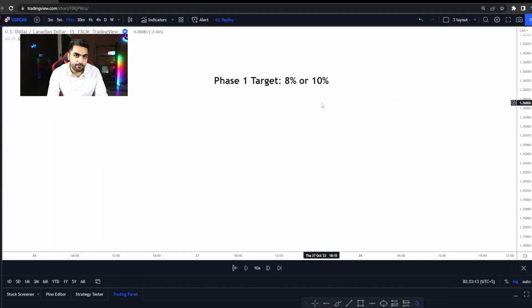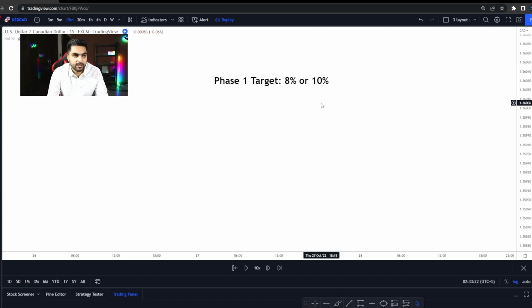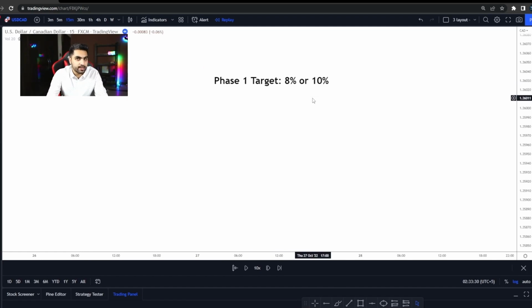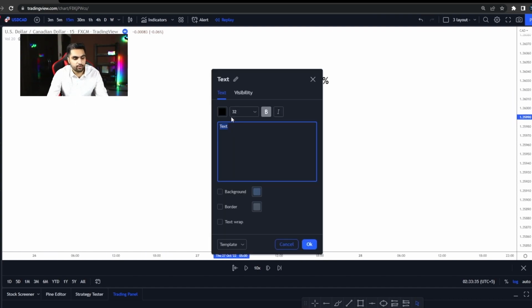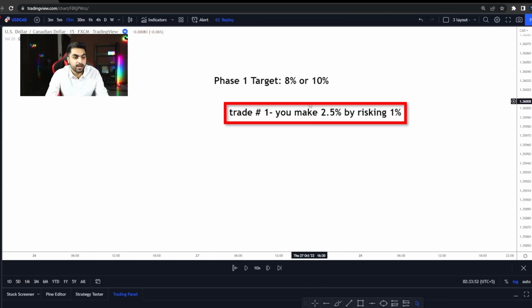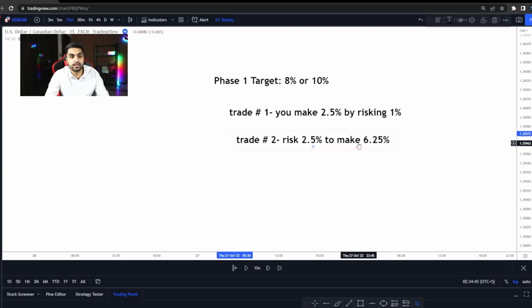Now, how to pass prop firm evaluation using this strategy every time? Let's say you are having a 1 to 2.5 risk to reward ratio from every single trade, and the target for phase 1 is either 8% or 10%. So what we're going to do is adjust our risk according to the targets. Let's say you take trade 1 and you make 2.5% by risking 1% on that trade. If the trade hits your take profit, then on the next trade you're going to risk the 2.5% that you made on your first trade. So if you risk 2.5% on your trade number 2, you make 6.25%.